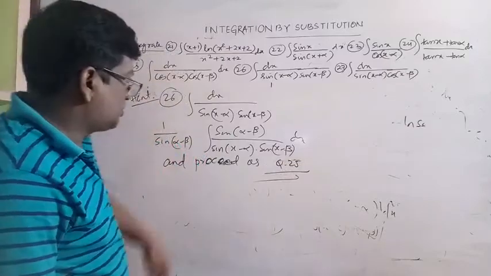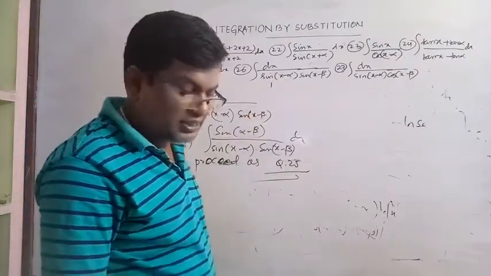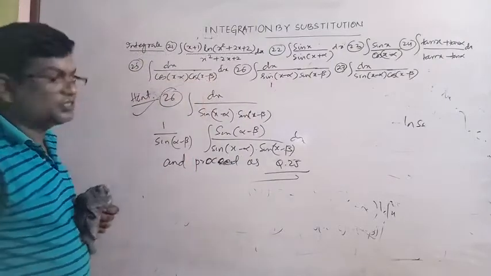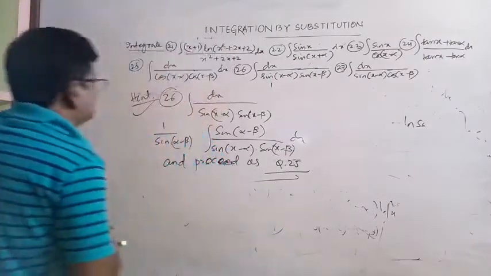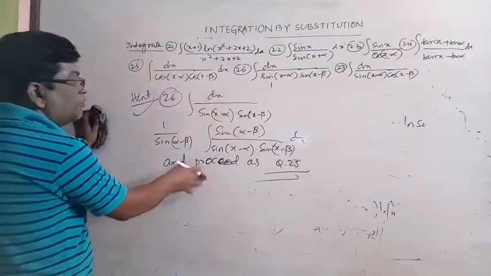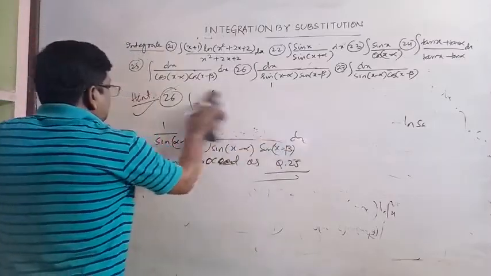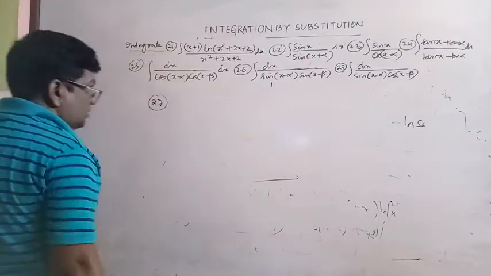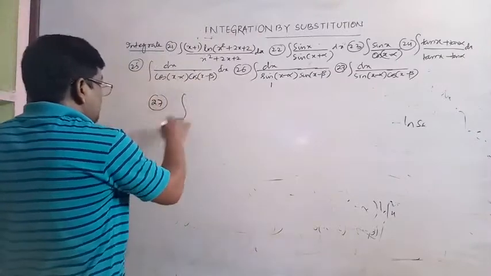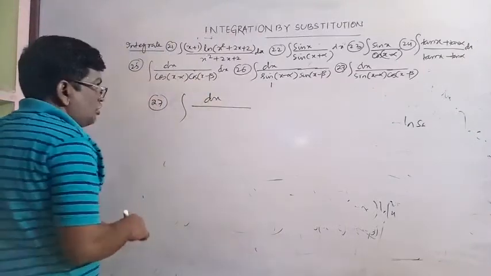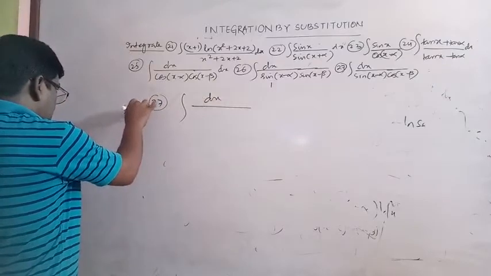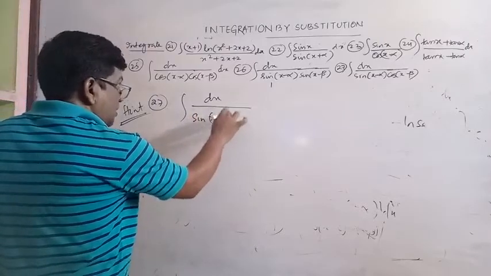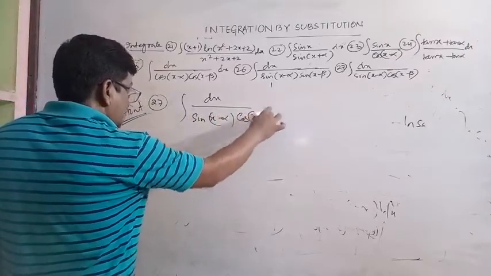Okay, same process. Now question number 27. This is a hint of question number 26, and now question number 27. You have to answer it. So question number 27 is dx by sin(x − alpha) into cos(x − beta). This is also a hint of question number 27.